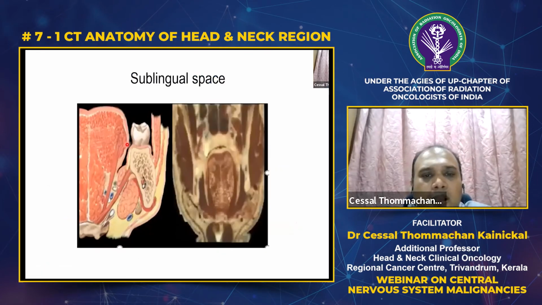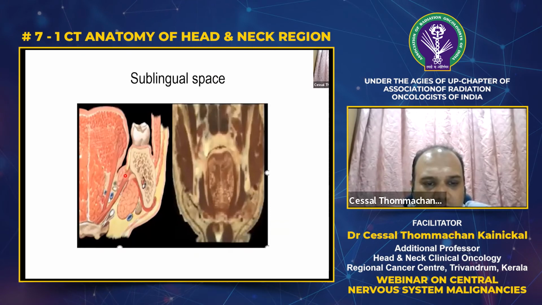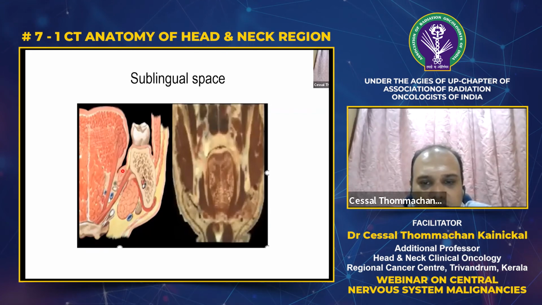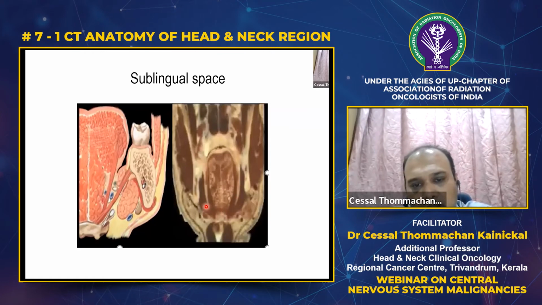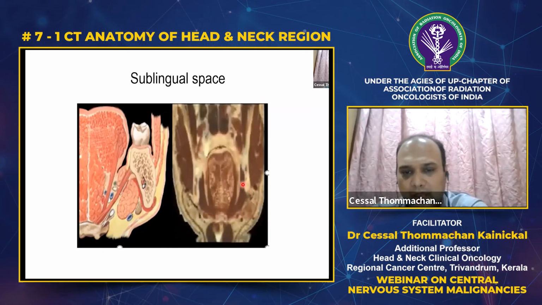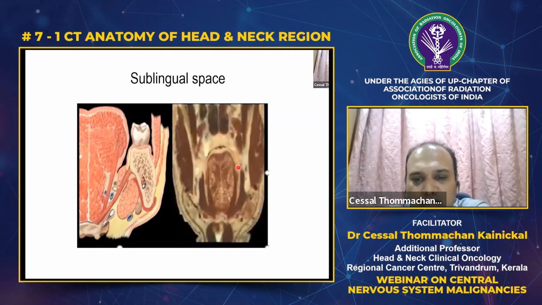Okay. And what is the sublingual space? You need to identify two muscles here. This is the sublingual space. This is the mylohyoid, from mandible to hyoid. Then you have the geniohyoid muscle, which lies between. Then you have the hyoglossus muscle. You need to understand two muscles: one is the mylohyoid muscle and the other is the hyoglossus muscle. The space between these two muscles is the sublingual space.